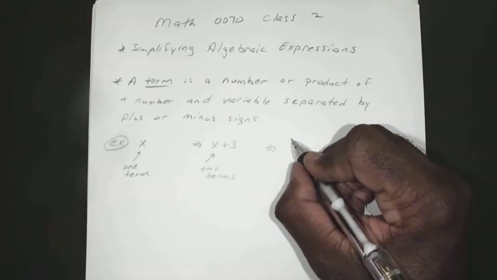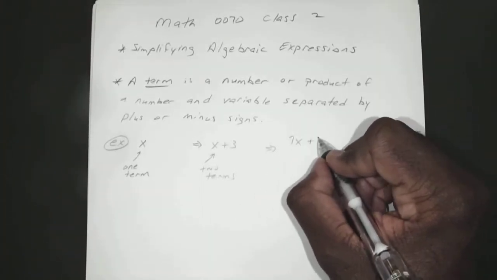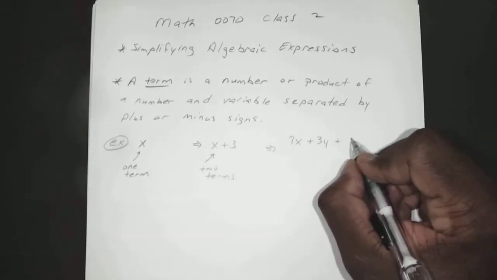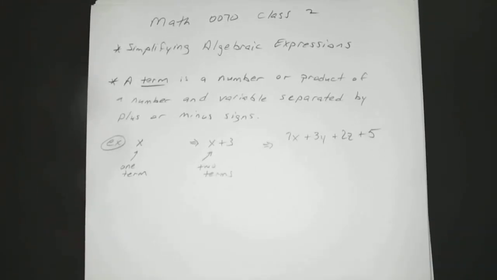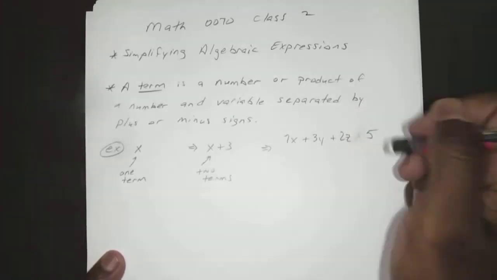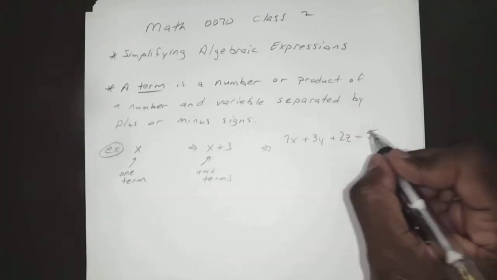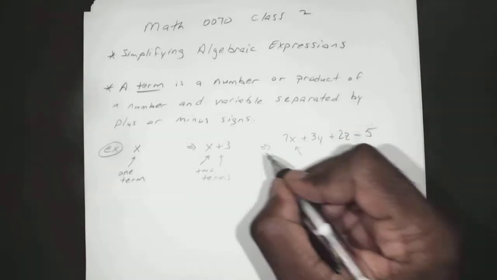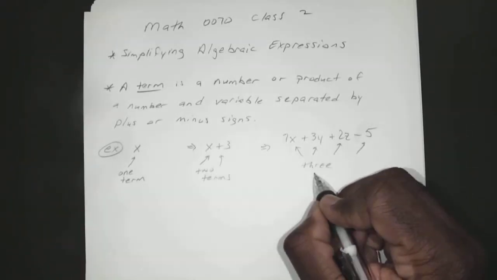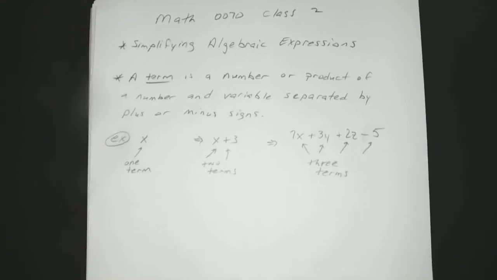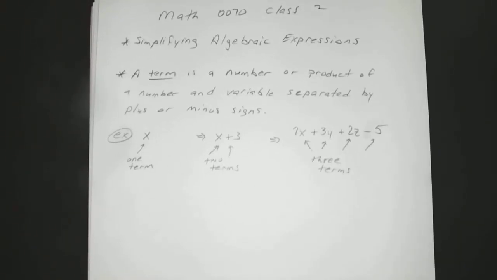Or what if you had 7x plus 3y plus 2z plus 5. That would just be four terms. Or better yet, make it minus 5, just to kind of mix it up a little bit. Okay, might as well have both of those there. So you have 1, 2, 3, 4 terms. Okay. Is there any questions on that so far? Yes. I thought you said 4 terms. Oh, 4 terms. Thank you.